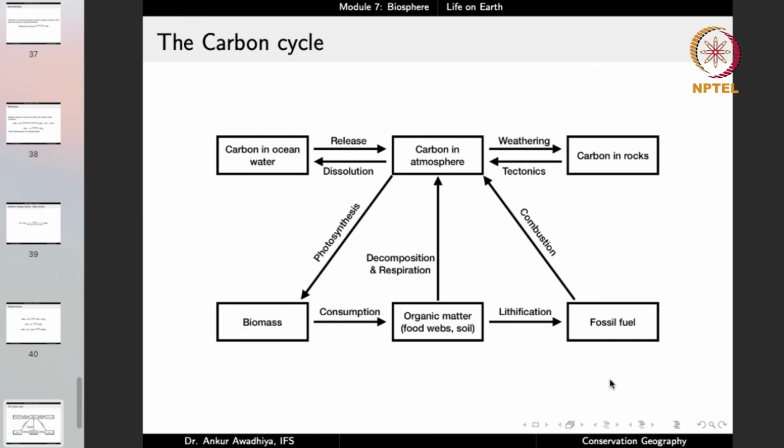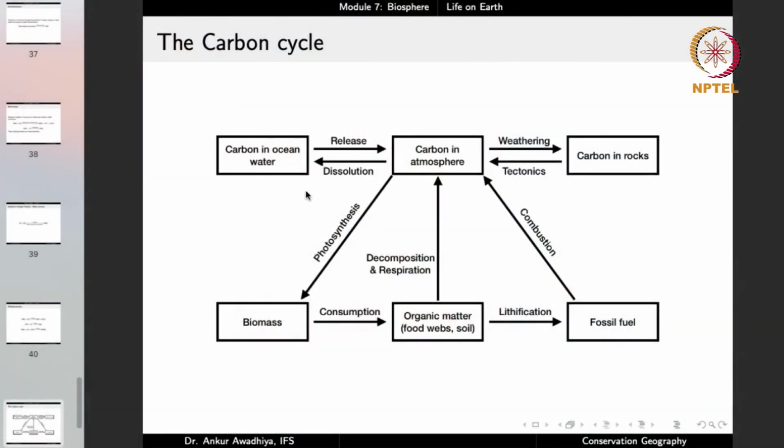Now, apart from the nitrogen cycle, we also have several other cycles for different nutrients. So, we have things like the carbon cycle. In the case of the carbon cycle, we have several pools. We have carbon in ocean water, carbon in atmosphere, carbon in rocks, carbon in the organic pool, and the fossil fuels. So carbon in the atmosphere can get dissolved to form carbon in the ocean water, which upon getting heated will get released back into carbon in the atmosphere.